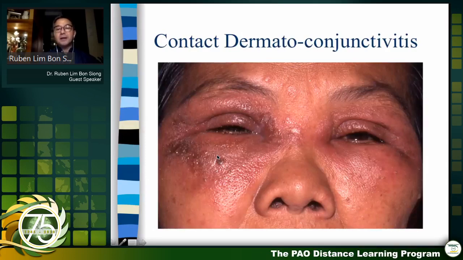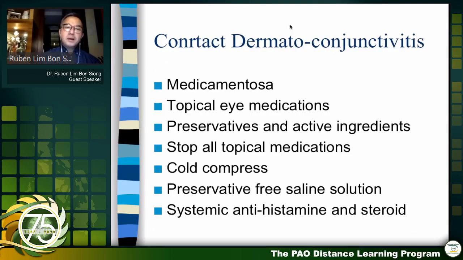So this, I'm sure, can be diagnosed again based on the history of drops. You can ask what the patient is using, and with this picture, which you can actually see grossly, you can make a diagnosis of medicamentosa. It's usually due to the preservatives of the drops, or it can also be due to the active ingredients.